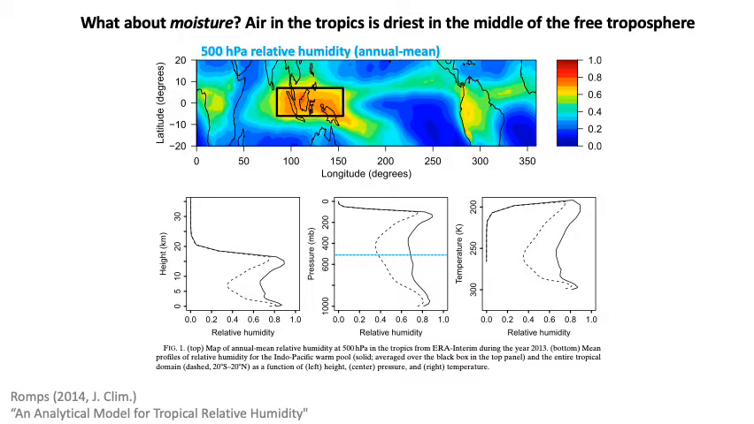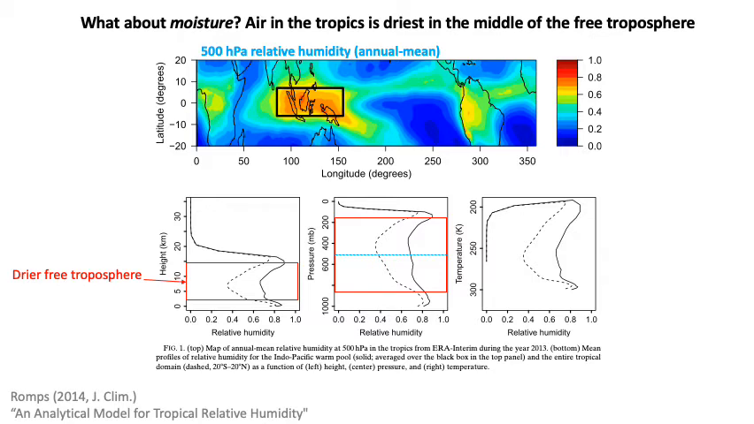This was from 2013. So what you'll notice is there are two curves here. Sorry, the solid line corresponds to the warm pool region, averaged in that black rectangle in the top plot, the Indo-Pacific warm pool, and then the dashed line is the entire tropical domain.